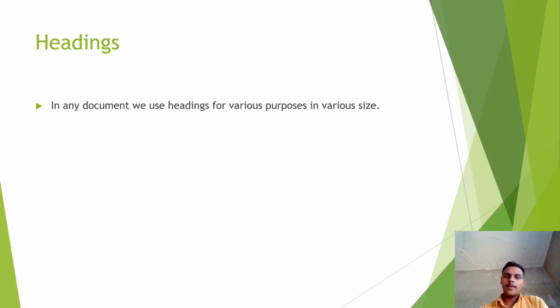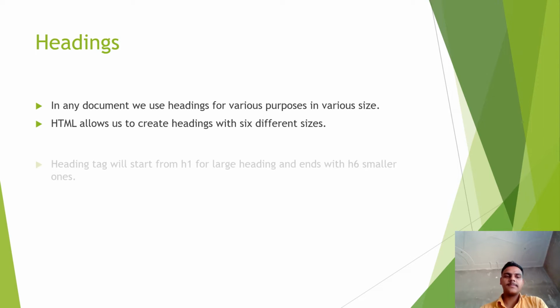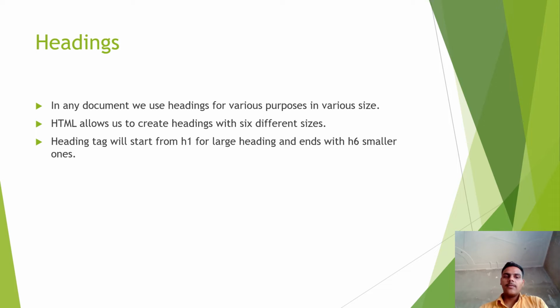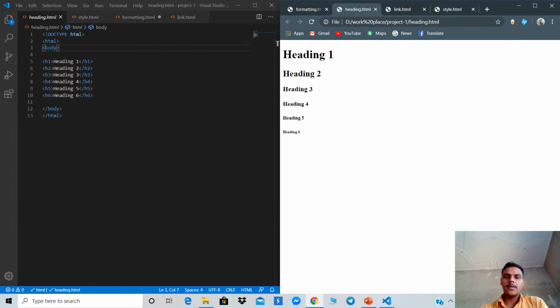Headings. In any document, we use headings for various purposes in various sizes. HTML allows us to create headings with 6 different sizes. The heading tag starts from H1 for the largest heading and ends with H6, the smallest. A line space will be added automatically before and after the heading. As you can see, we have used some of the heading tags here to make you understand how they work.